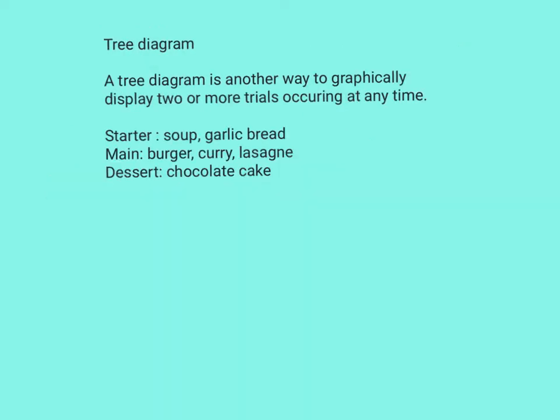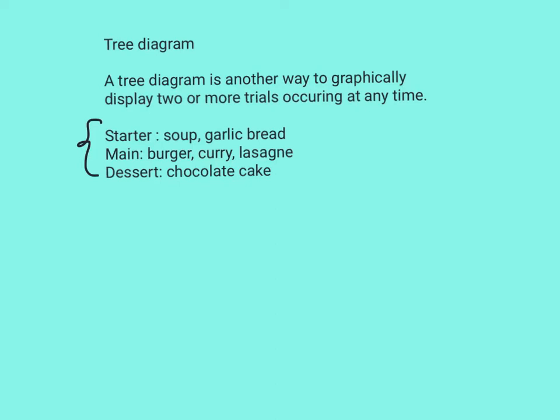Okay, so a tree diagram then, some of my guys will remember this from last year. A tree diagram is just another way to graphically display two or more trials occurring at any time. So if we're trying to find the sample space of the different possibilities with a menu, here we have a menu with a starter, dessert and main course, and we want to see all the different combinations that we can get from that.